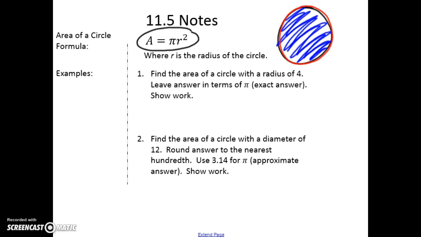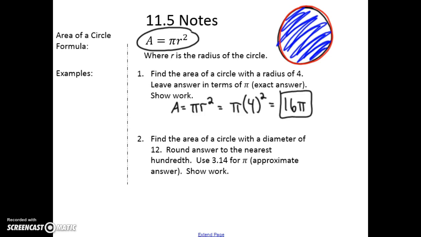So we're looking for the area of a circle with radius 4, and we want to leave our answer in terms of pi in this one. So that is an exact answer. So I have my formula, area is equal to pi r squared, and I know that the radius is 4. And so when I square 4, I get 16, and I just leave it as 16 pi, as that is exact.